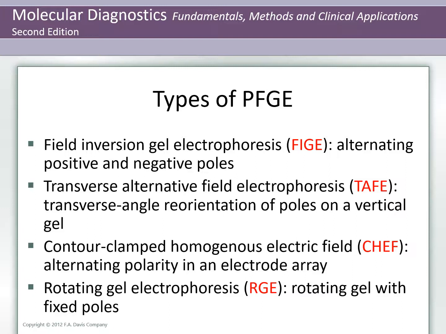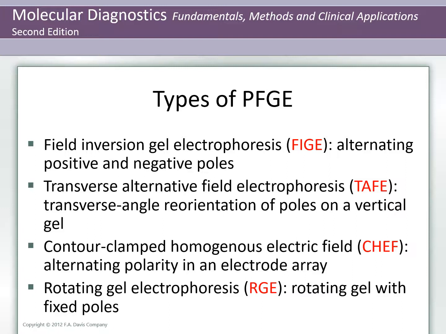Another type, transverse alternating field electrophoresis, TAFE, refers to a pulse field system that uses a vertical gel and a simple electrode geometry. The angle between A and B fields is not constant down the length of the gel. At the wells, it's a 115-degree angle, but it's much greater at increasing distances from the well.